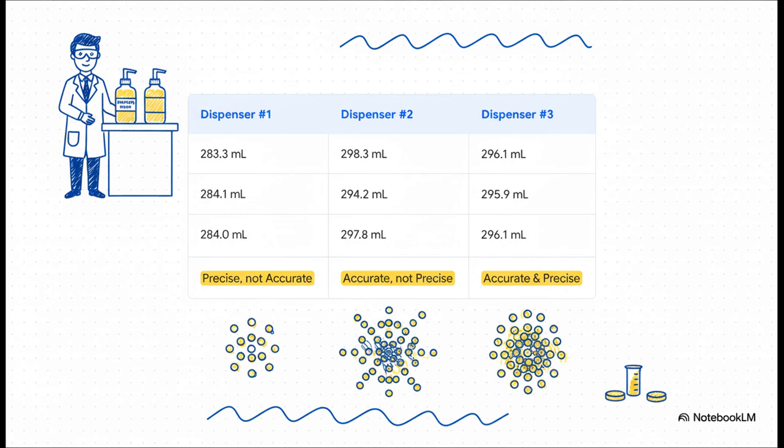Okay, let's swap out arrows for something a little more down to earth. Testing cough syrup dispensers. The target is 296 milliliters. Dispenser number 1 is giving really consistent results, but they're all around 284 milliliters. So it's precise, but it's not accurate. Dispenser number 2 is all over the place, but the numbers are kind of scattered around the target. So it's sort of accurate on average, but not precise at all. But then look at dispenser number 3. Now that's our winner. All of its measurements are packed tightly right around the 296 milliliter target. It's both accurate and precise.